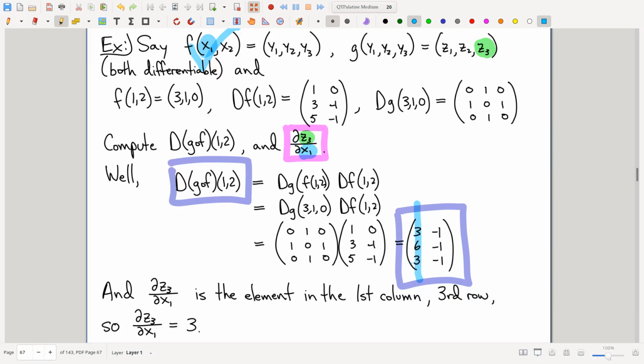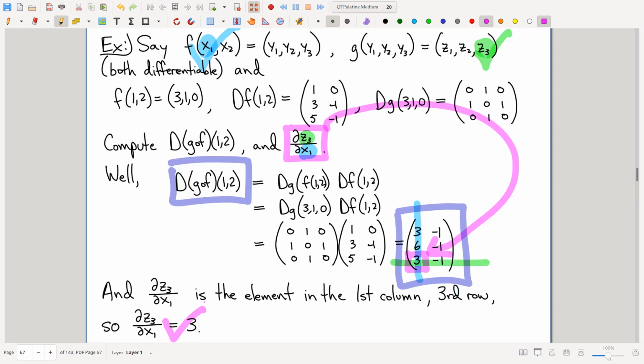Okay, next, we're looking for the partial of the third output variable of the composition. Output variables correspond to rows. If you're looking for a partial of the third output, that partial will be in the third row. So the partial that we're looking for is in the first column, third row, and is therefore 3.